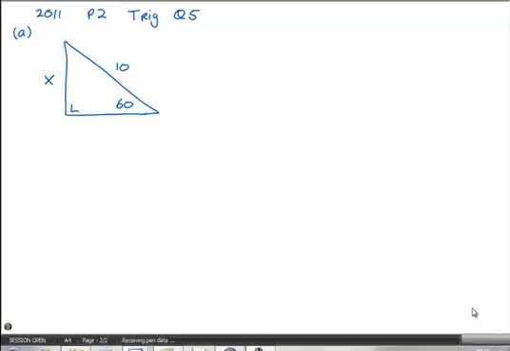The first thing I'll do is label the sides that I'm going to use, so hypotenuse and opposite. Say to myself, what trig ratio links hypotenuse and opposite? SOH, so sine. So the sine of an angle is equal to O over H. So the sine of 60 is equal to X over 10. That means that X is equal to 10 sine 60.